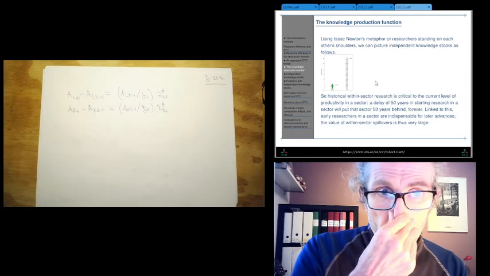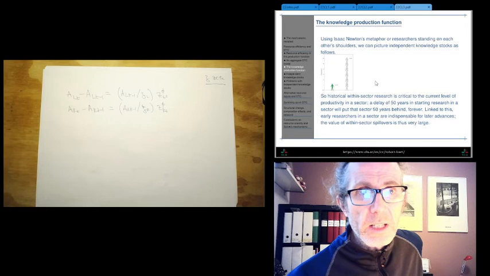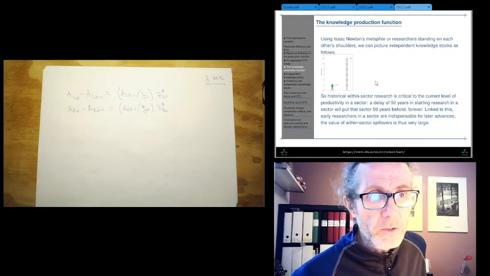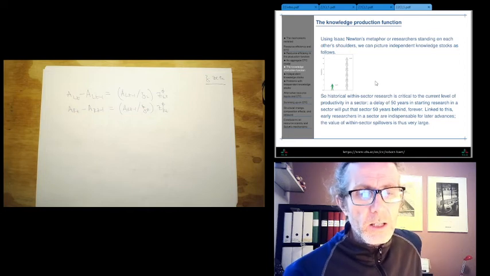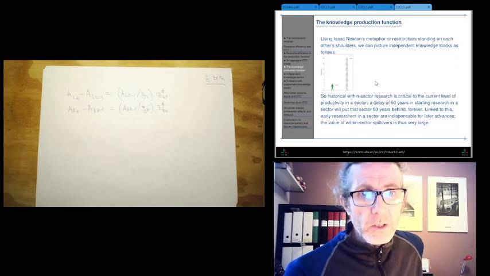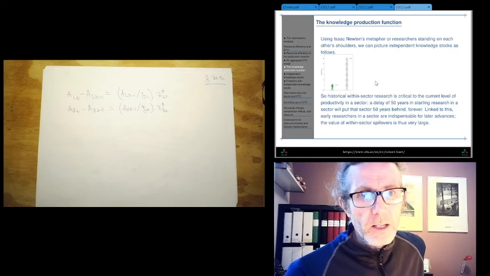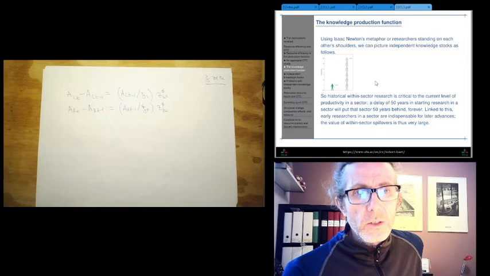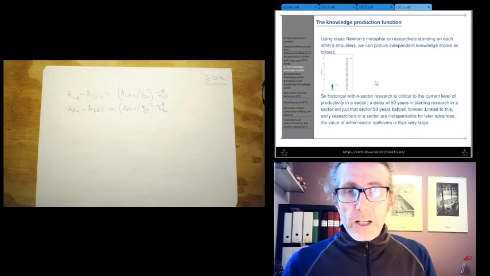Well, before we continue with the math, we'll do the metaphor. So under Isaac Newton's metaphor of researchers standing on each other's shoulders, we can think of independent stocks as follows. Historical within sector research is critical to the current level of productivity in that sector. For instance, a delay of 50 years in starting research in a particular sector will put that sector 50 years behind forever. Linked to this, early researchers in a sector are indispensable for later advances. The value of within sector spillovers is very large.